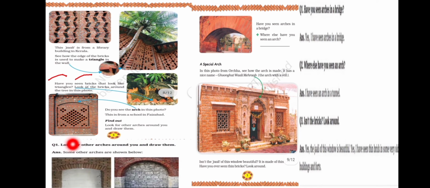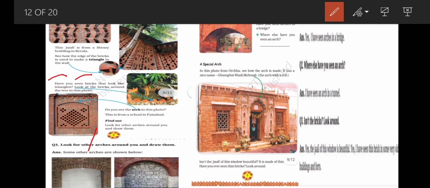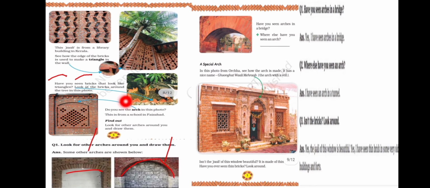So, here we found two different types of arc. This one and this one both have arc. This is known as arc. This is also arc. So children, you must observe different buildings around yourself and draw some other arcs.